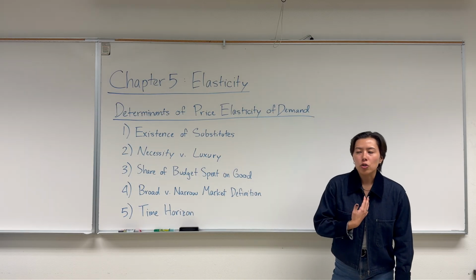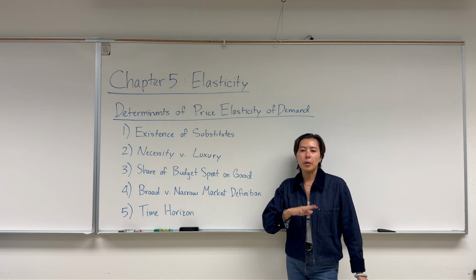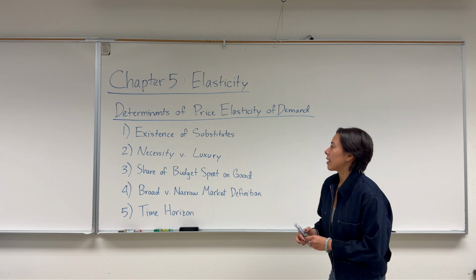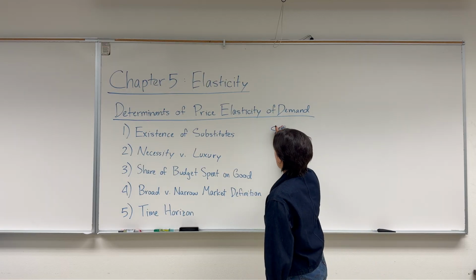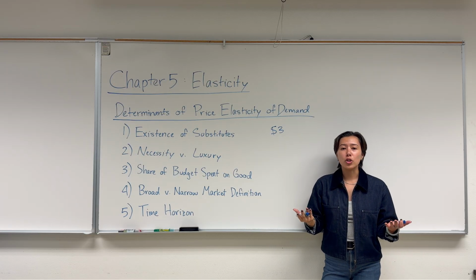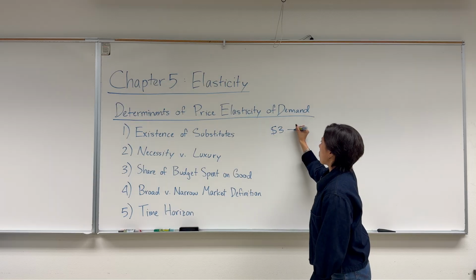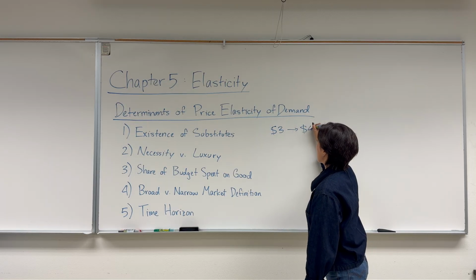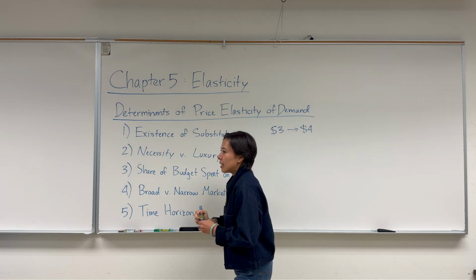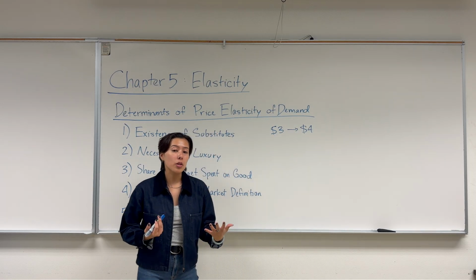I love to drink the fruit-flavored Red Bull, and they have a bunch of different flavors, but let's say that right now a can of Red Bull costs $3. This is a very small portion of my monthly budget, right? So even if the price of Red Bull went up from $3 to $4, the impact of this price increase on my budget is going to be pretty small.